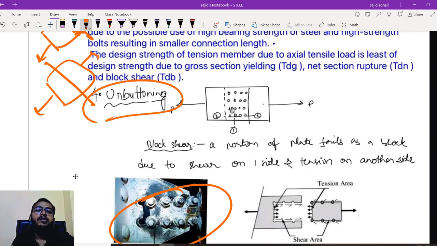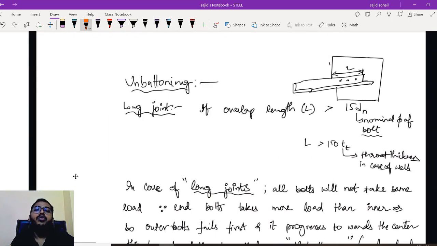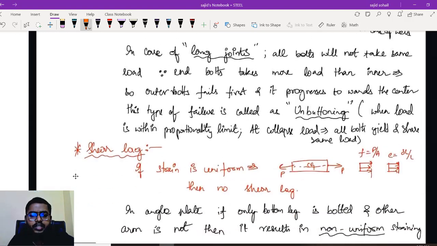And then comes unbolting. Okay, what is this unbolting? In unbolting, basically what happens is the outermost bolts are going to fail first, and then the intermediate, then the inside bolts. Why it is happening, everything I will teach you in the next module.